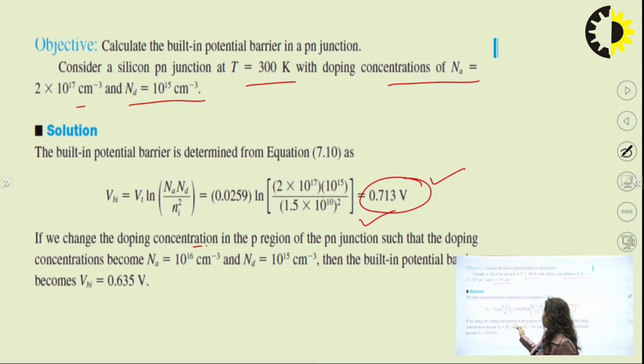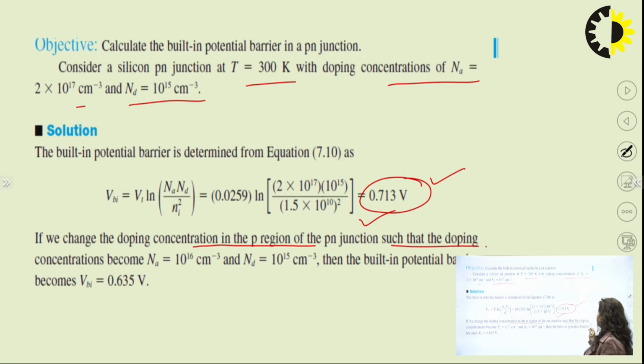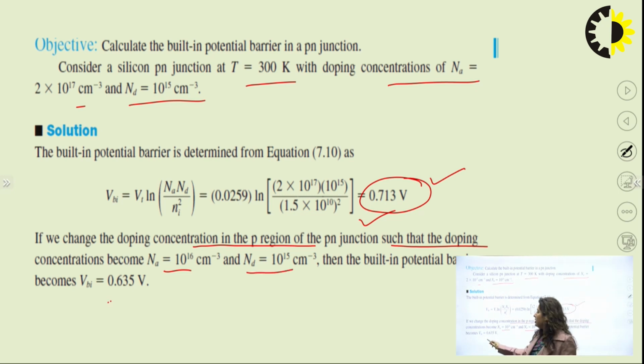If we change the doping concentration in the P region of the PN junction such that Na becomes 10 to the power 16 and Nd is 10 to the power 15, then the built-in potential becomes 0.635. So as you change the doping concentration, the built-in potential barrier will change, and we require a lesser voltage to make a transition from the N region to the P region.